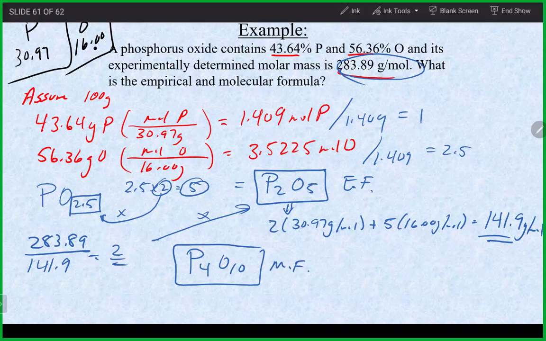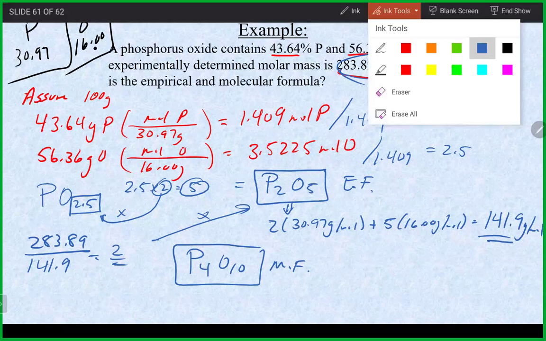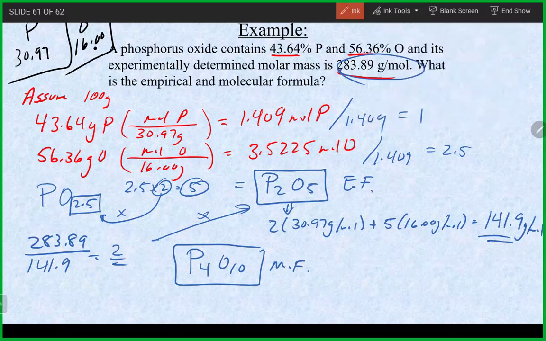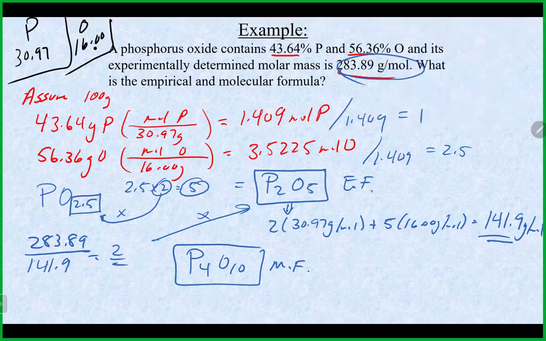Okay, so by the way, if you have a problem like this, where you have the percent composition given to you and the approximate molar mass of the compound given to you, you could actually work this problem slightly differently if you like. You can use the percent composition to your advantage here. So let me show you an alternative way that you could solve this.